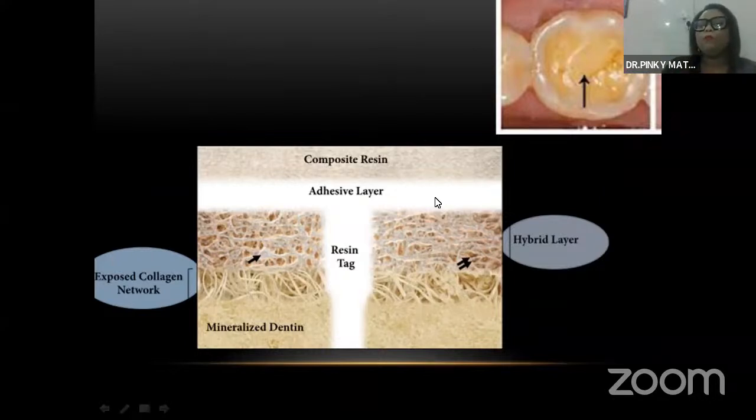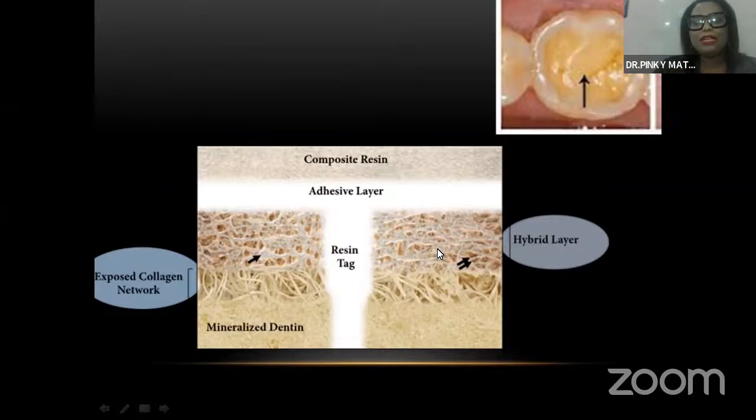You are going to modify this layer to form a hybrid layer. If you had just done the normal etching, it would have formed a tag and your tubules would have been exposed. So you don't want this to happen. You want this to happen. You want the modification of this layer, which is called a hybrid layer, which will maintain the water content and you don't have to wash it out. And at the same time, it will be a hydrophobic layer to help your composite resin come and attach to it.